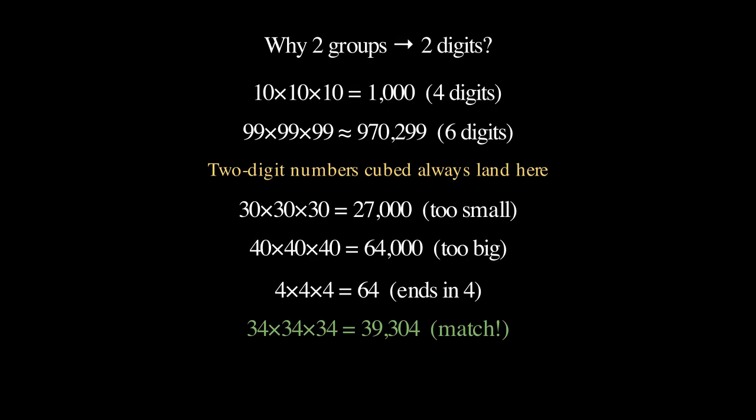Let's test 34. 34 times 34 times 34 gives 39,304, an exact match. So each edge of the water tank is 34 feet long.